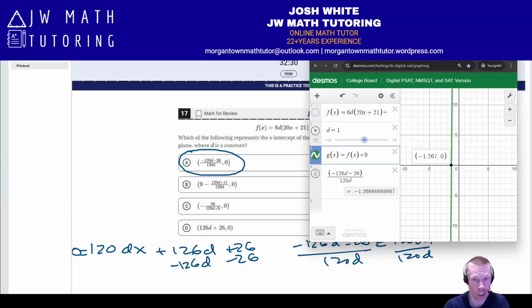Again, graph the function, add a slider for d, then graph the translation of the function up 9 units, then go through the answer choices, typing in the expressions and seeing which one gives you the same value for the x-intercept that you get from clicking on the graph.